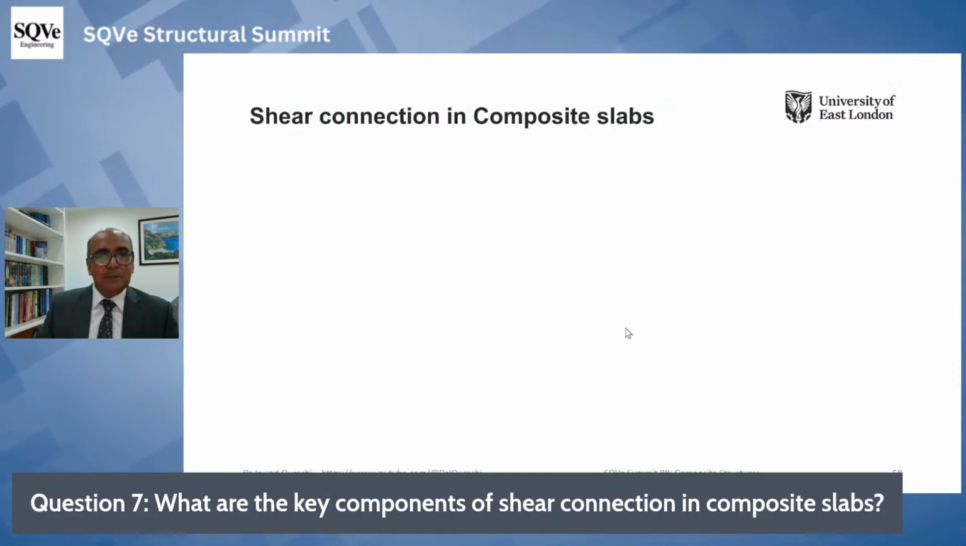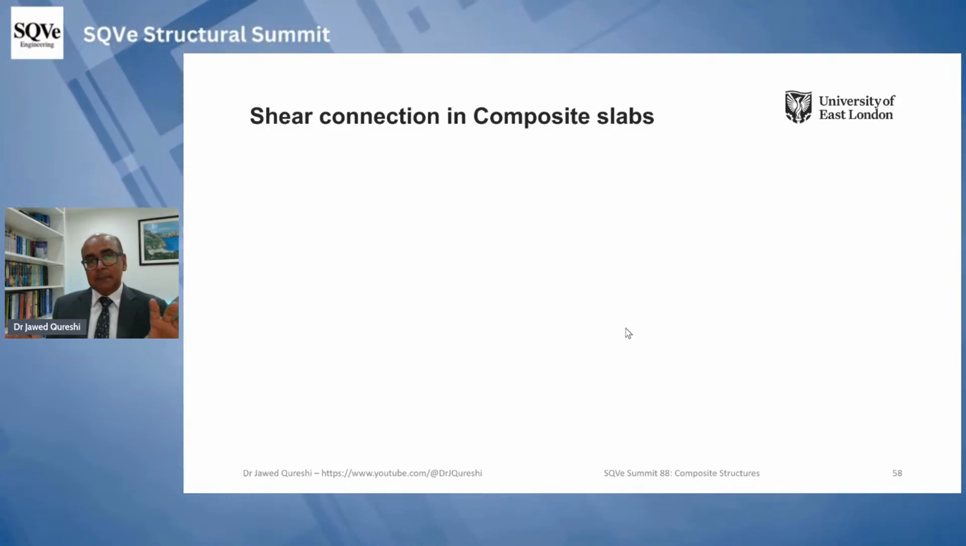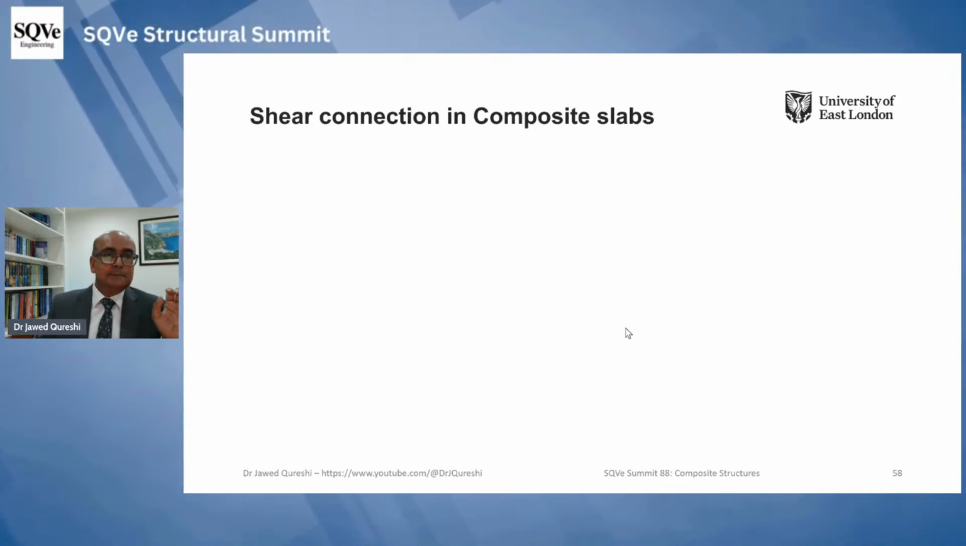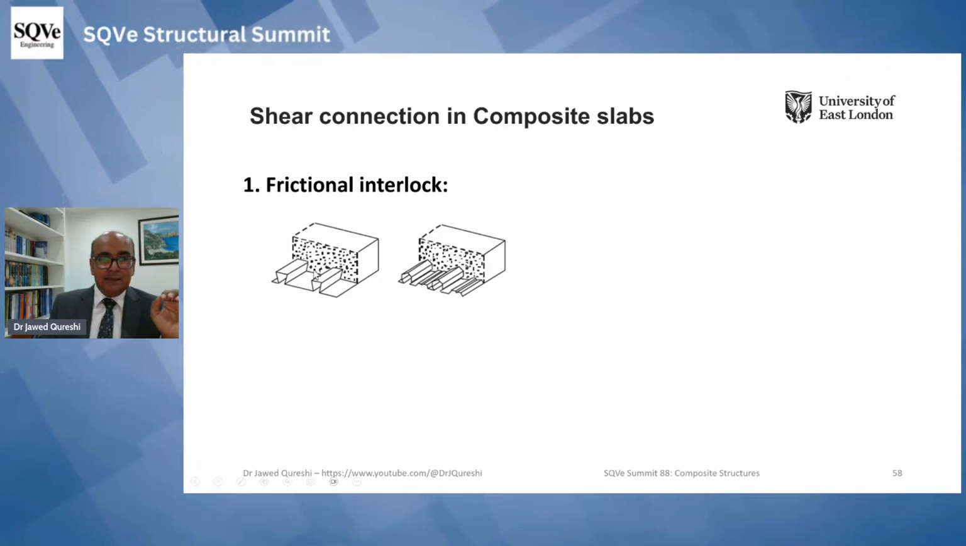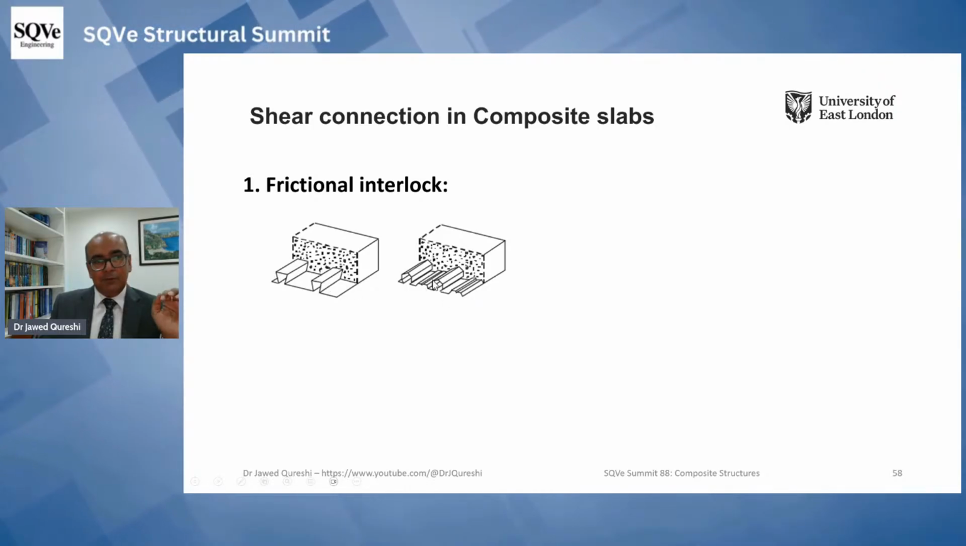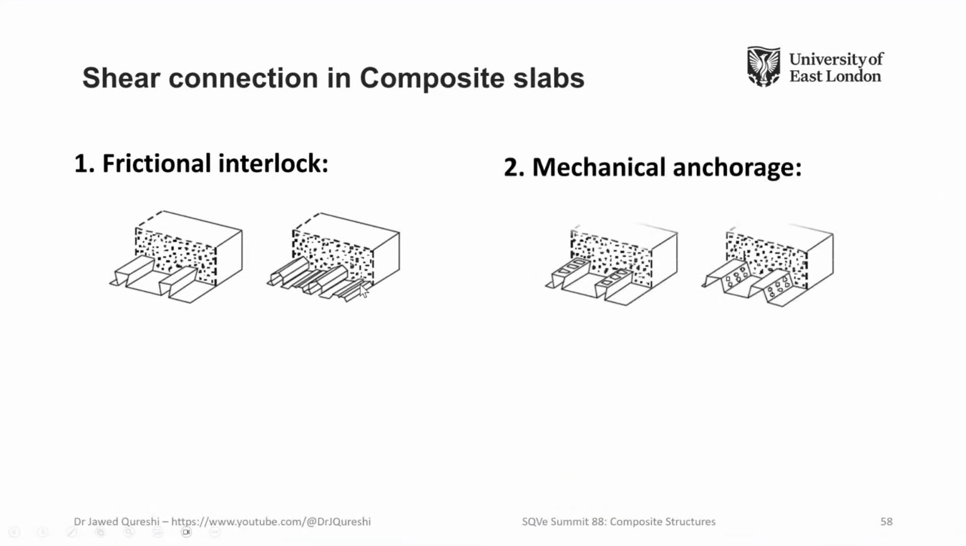So what are the key components of shear connection in composite slabs? Now, this is shear connection in slabs, not in beams. In beams, we talk about most of the time shear studs. But here, we have frictional interlock. Due to shape of this deck, you can see that it is preventing this deck from moving upwards. This is reentrant profile, and this is some kind of profile as well. And again, if you have trapezoidal profile, that will prevent the deck from moving upwards.